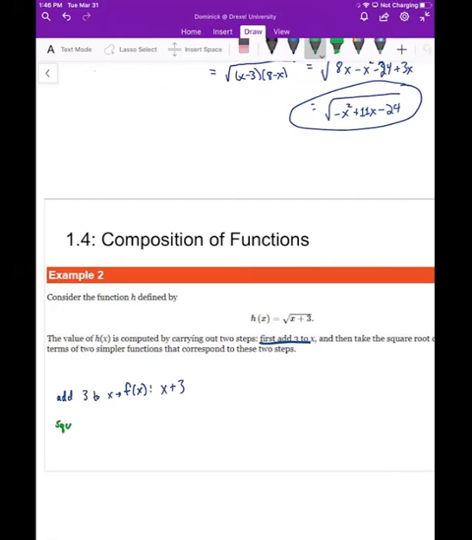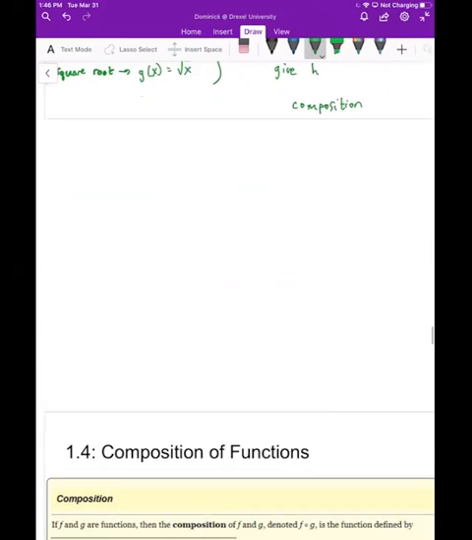So to take the square root, we would just say that g of x is square root of x. These should be equal signs. All right. Now what we're going to do in a second, when we talk about composition, is how we can write that to combine these two. So combine f and g to give h. Right? And that's the idea of composition. All right, so that's what we're going to do next.